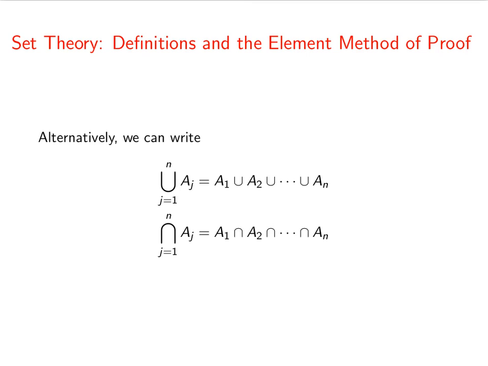As an alternative for the finite unions and finite intersections, we could just write them like this, which is the exact same thing that you would do when you do addition of a finite number of integers or real numbers. You could just list them all, and the same thing works if you want to do a finite union. You can't really do this with an infinite union because you can't write forever. Okay, that's all for now.